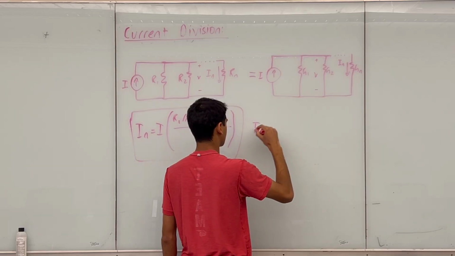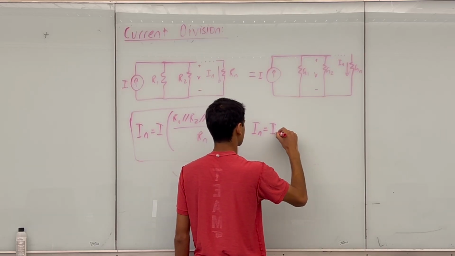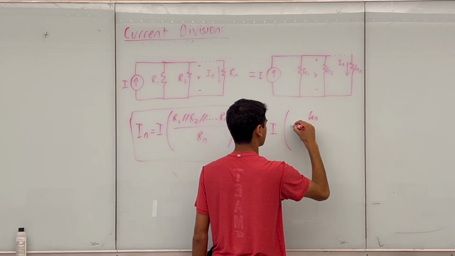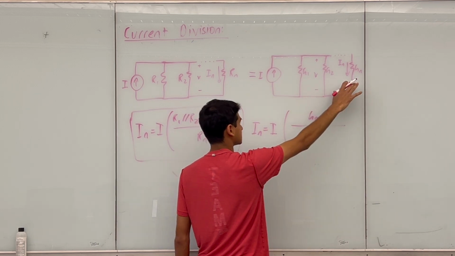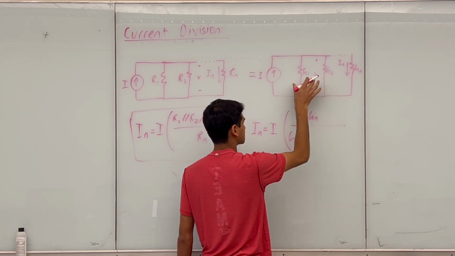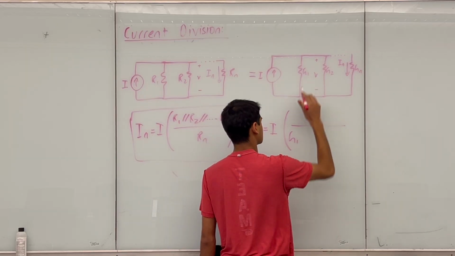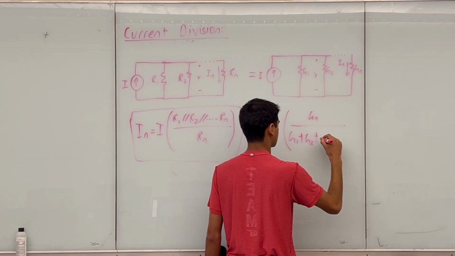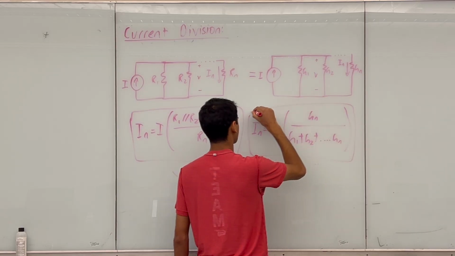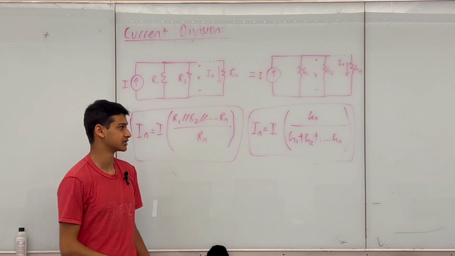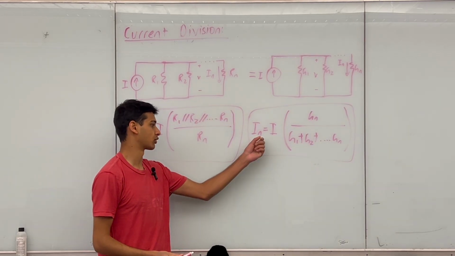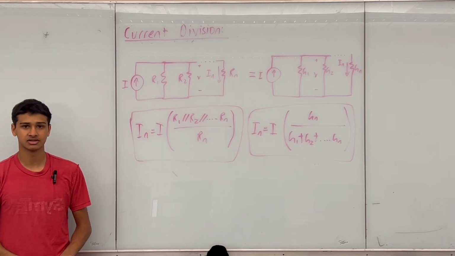So for this circuit here, IN is going to be equal to your source current again, multiplied by the conductance you're looking at, so G sub N, divided by all of your conductances added together. Because remember, if you are taking parallel resistors and using their conductances to combine them, you just add their conductances. So G1 plus G2 plus all the way to Gn. And again, this formula also makes intuitive sense because if your conductance Gn goes up, that means that your resistor is more conductive and more current is going to flow through it.